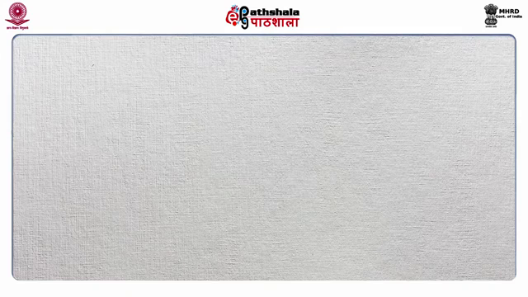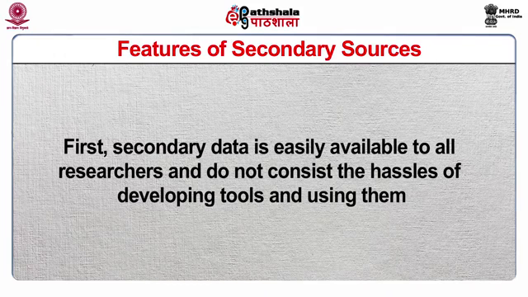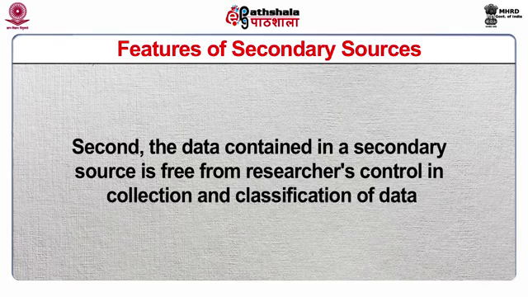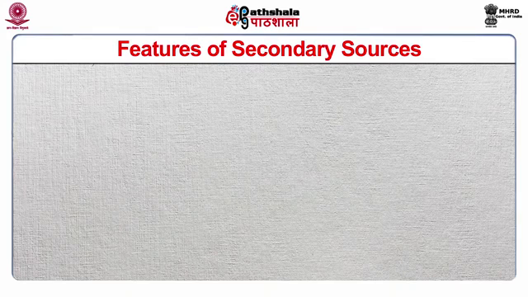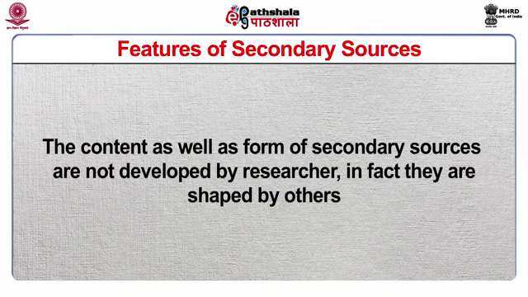The contents of the secondary sources are detailed and diversified, yet there are certain common characteristics. First, secondary data is easily available to all researchers and does not involve the hassles of developing tools and using them. Second, the data contained in a secondary source is free from the researcher's control for the collection and classification of data. The content as well as the form of secondary sources are not developed by the researcher. In fact, they are shaped by others.